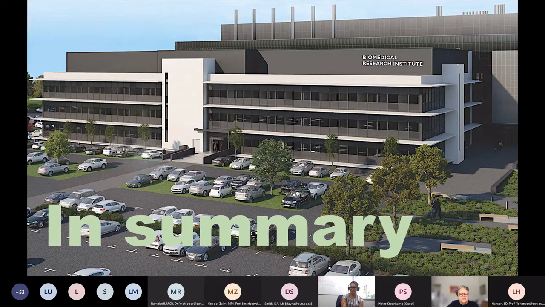So you see this huge Biomedical Research Institute. This was just the architectural drawing. So you will see that within the Faculty of Medicine and Health, there's a lot of things happening. And this institute is a research institute. So it will, and it's already creating additional important research.